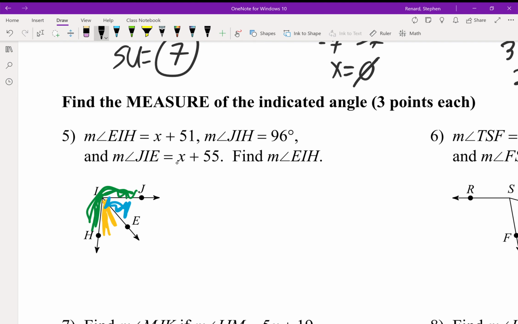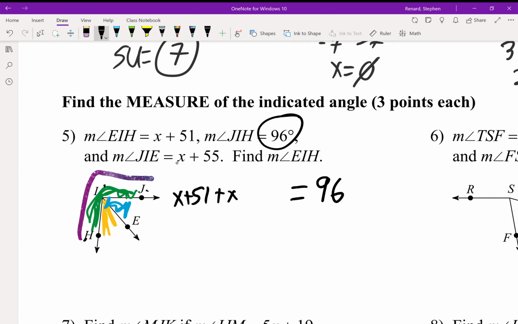Anyway. So, we know that those inside two have to add up to the outside one. So if we know what this outside one is, so that's JIH, so we know 96 right there. So we know when we add them up, they're going to be 96. So this is how I'd recommend that you set them up. You figure out what that big outside angle is, set it to the right of the equal sign, and then you can just say, okay, well, the other two, I just add together to get the big one. 2x plus 106 equals 96. Subtract 106 from both sides.